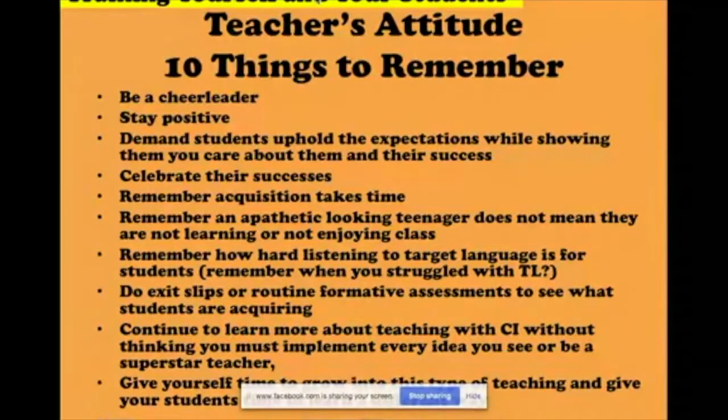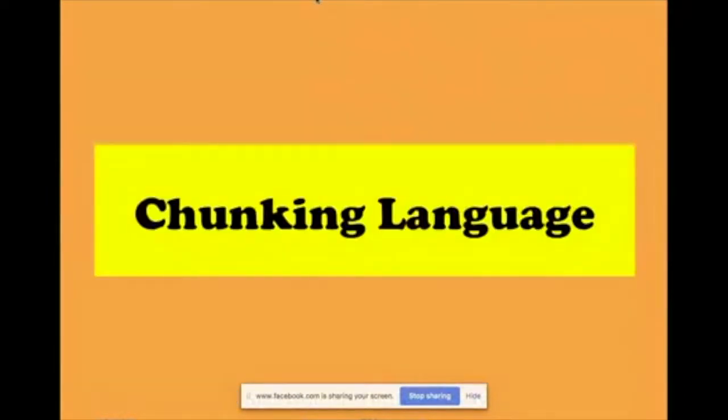Give yourself time to grow into this type of teaching, and give your students time to grow. This is year 12 for me doing CI, and I'm still learning. And a lot of the things I'm going to talk to you about today, I'm still doing all of this simple work. The next one is chunking language.